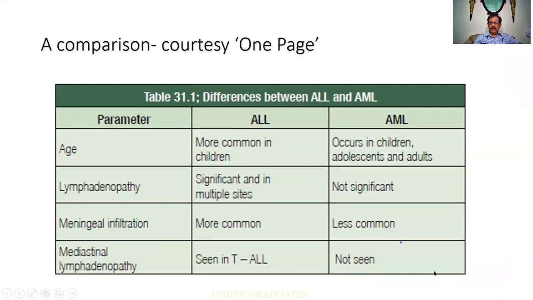And these are the differences between ALL and AML. Kindly learn this by heart. Age: ALL is more common in children, whereas AML is present in children, adolescents, and adults. Lymphadenopathy is common in ALL, not seen in AML. Meningeal infiltration is more common in ALL, less in AML. And mediastinal lymphadenopathy is seen in the T form of ALL, not seen in AML. And this is from my book, one page.